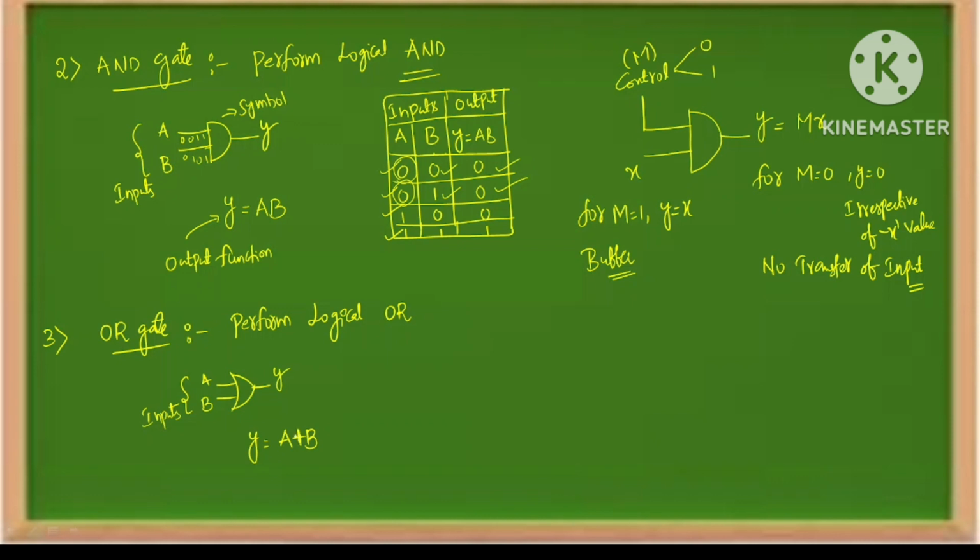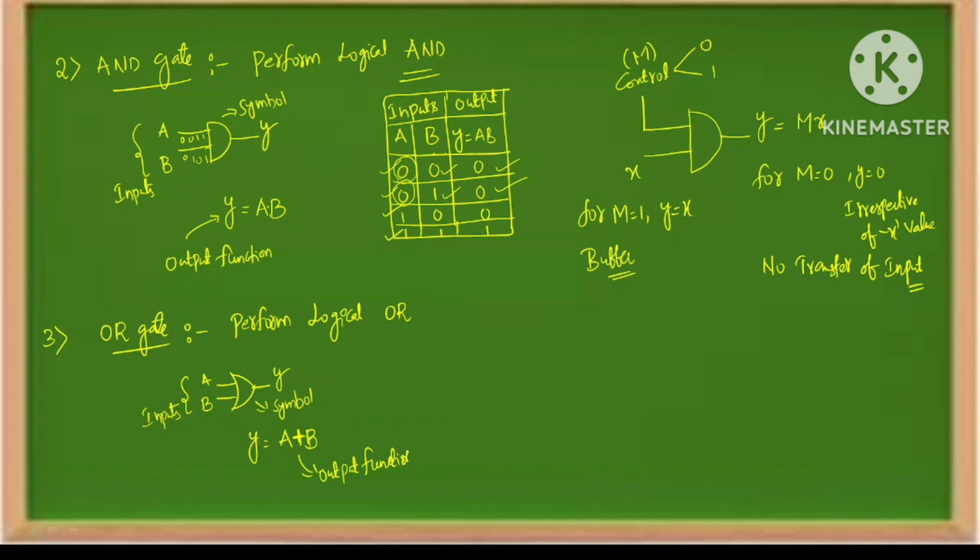We have already seen that the logical OR operation is represented by the symbol plus, whereas the logical AND operation is represented by the symbol dot. You can represent the dot or eliminate it, there is no problem. But for the logical OR operation, you must represent plus between the input variables. So this is the logic symbol for the OR gate, and this is the output function of the OR gate.